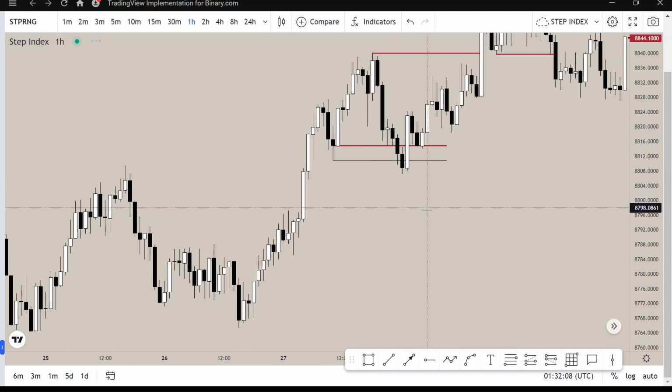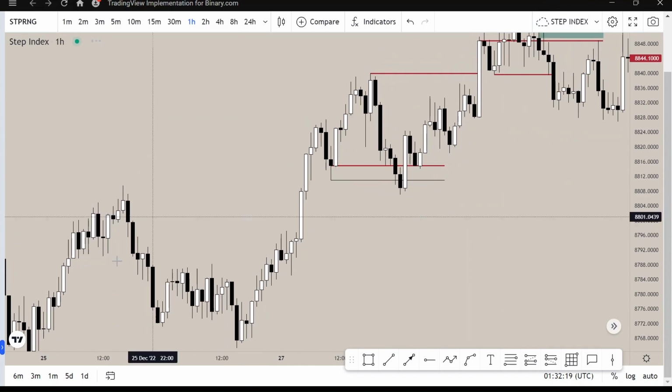I am very confident to take the buy from the QML line, even though we've not broken structure. I'm very confident to take the trade from here, ride it all the way up, just because I am confident in my buy scenario and I'm trusting this to be a liquidity run. Now, how can you trust this to be a liquidity run?